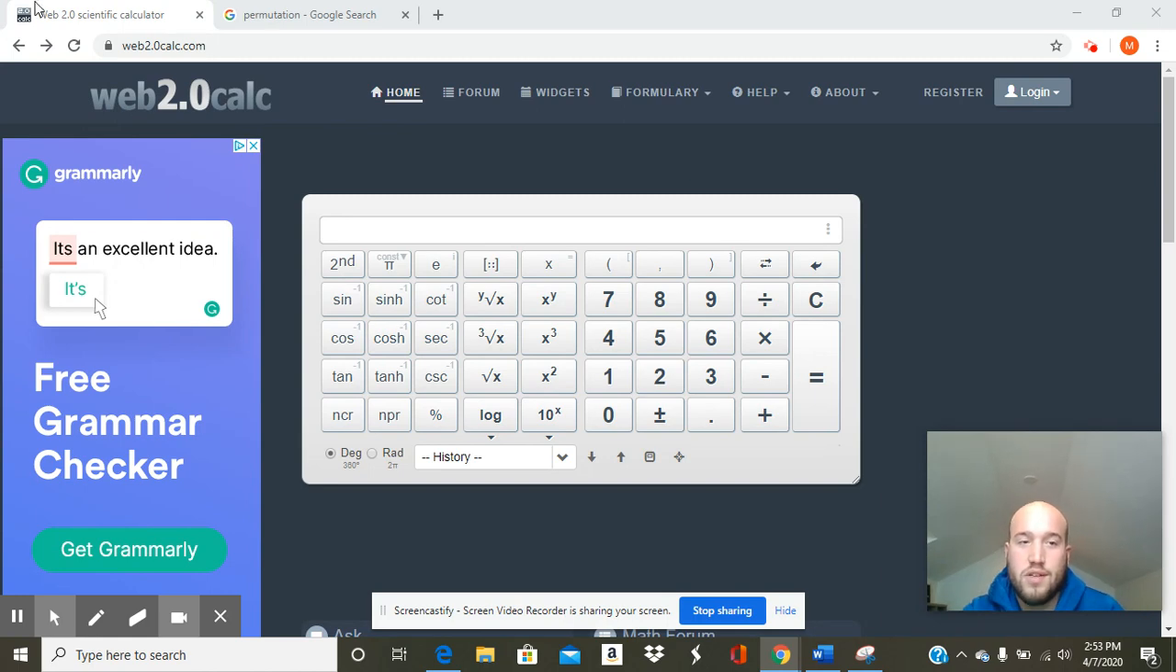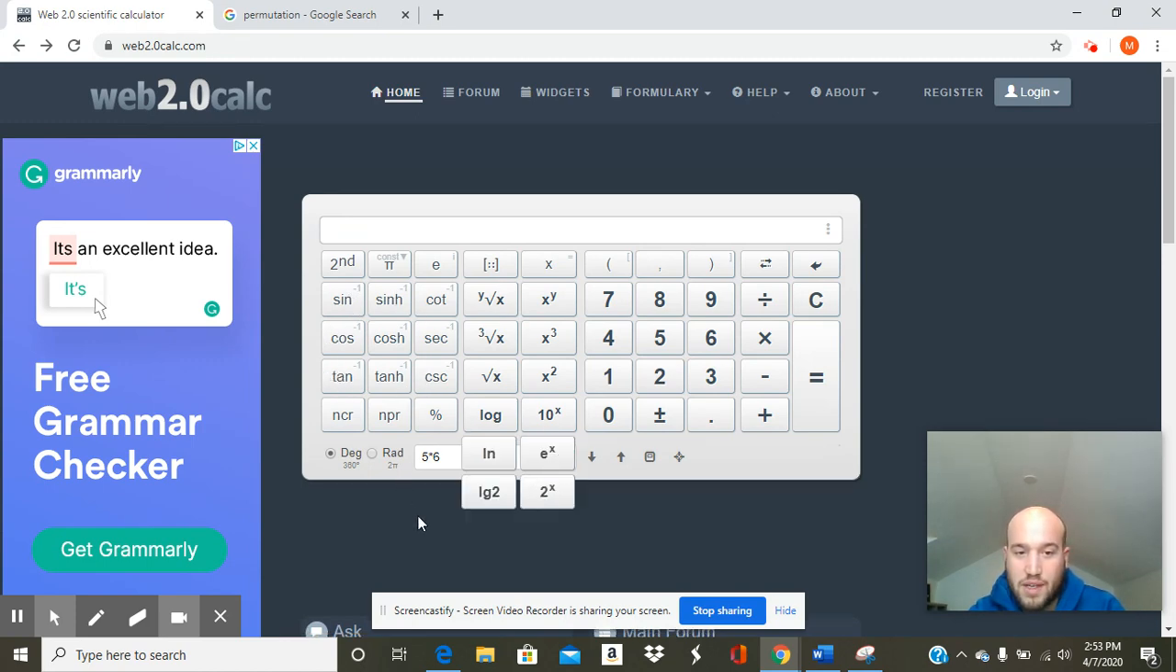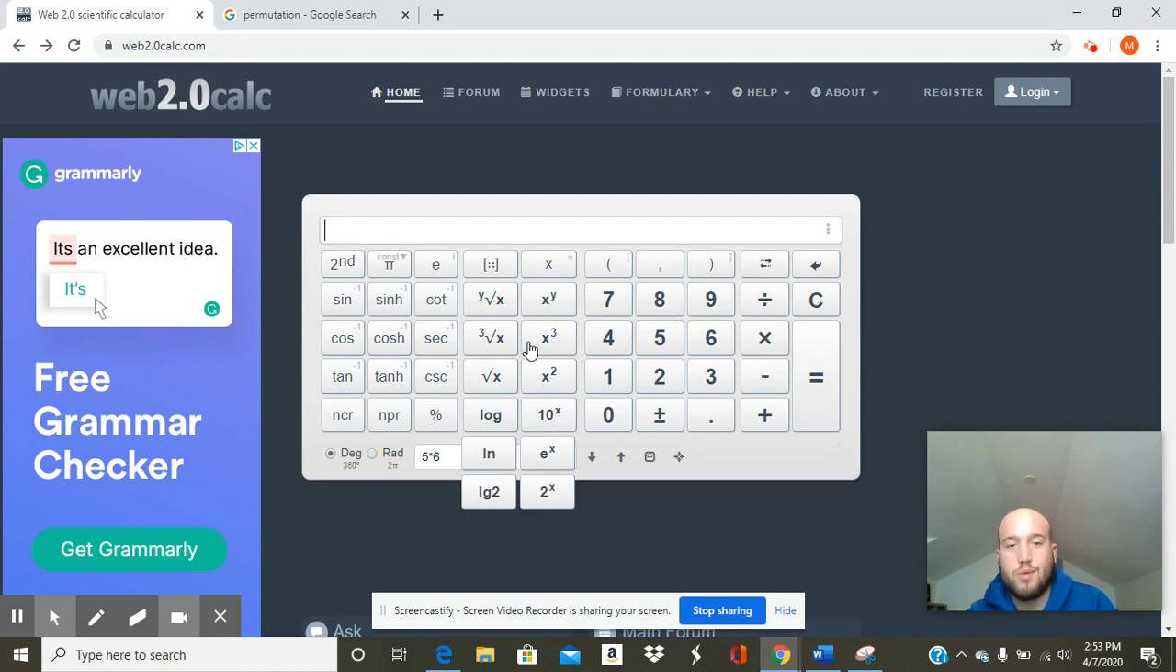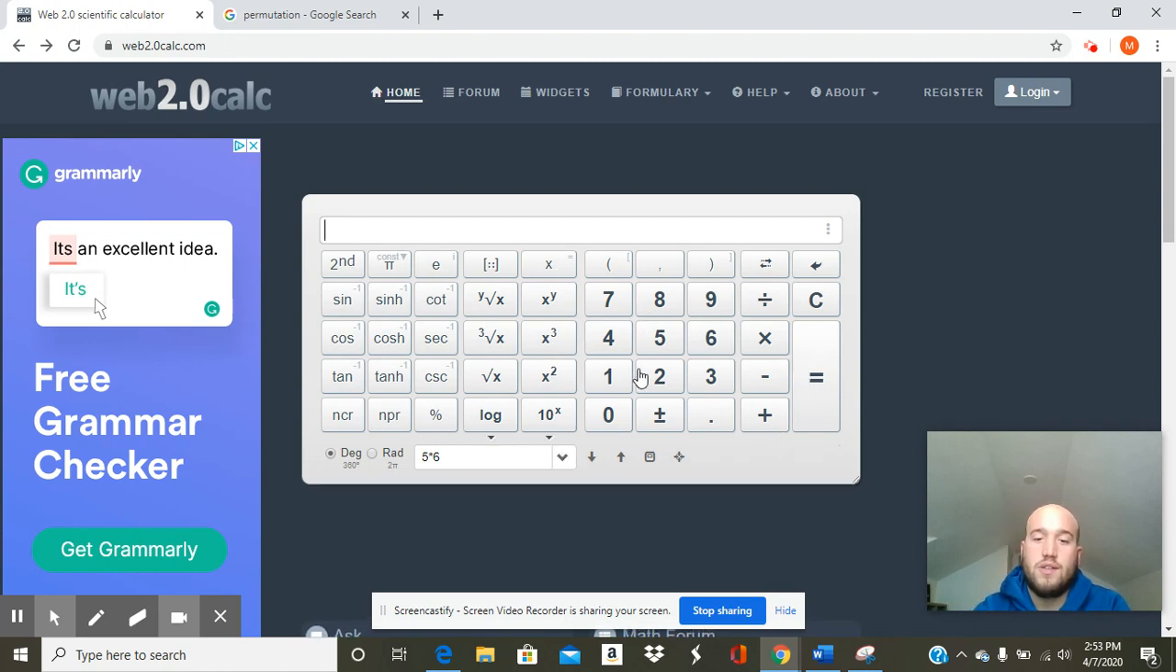So you might notice on this screen, Web 2.0 calc.com. This is a pretty standard scientific calculator. I mean, 5 times 6 equals 30, just like our normal ones. It's a little different layout than the ones I had in class, but it's very similar. You might notice sine, cosine, tangent over here, some different things that we can do. Here's our log buttons, square root, cube root, basically all the things we've used so far in this semester. And there's going to be a few things you might need a scientific calculator.